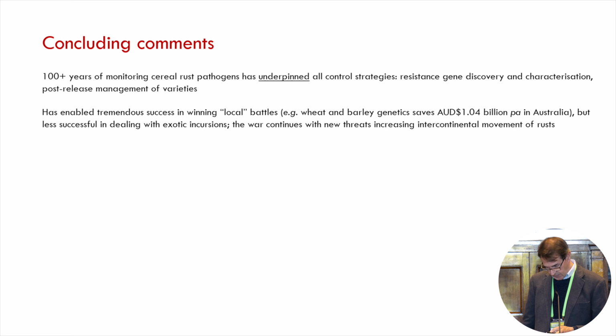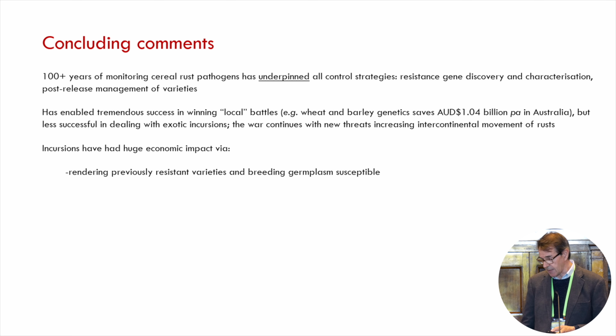So they've had massive impact, these exotics, on varieties and on breeding germplasm. So don't forget that. You get an incursion come in, yes, your current varieties are affected, but then you've got these breeding programs that invested a lot of money. It takes about 10 years to breed a new wheat variety, and they've got to throw a lot of that germplasm out. So it has a huge impact also on breeding programs and slowing genetic gain.